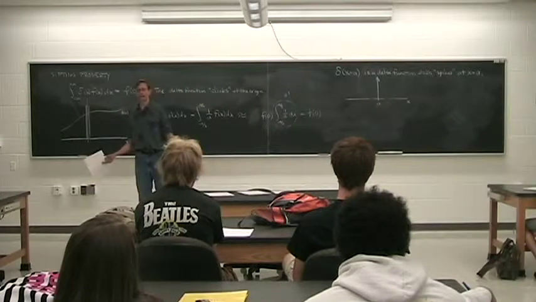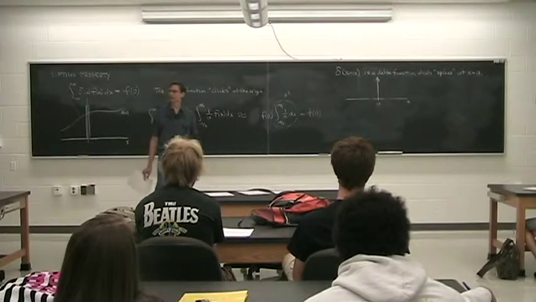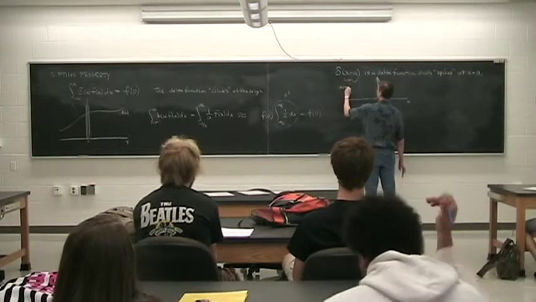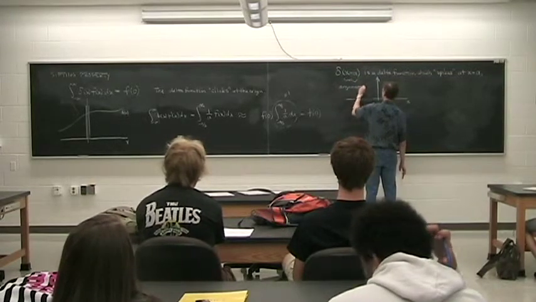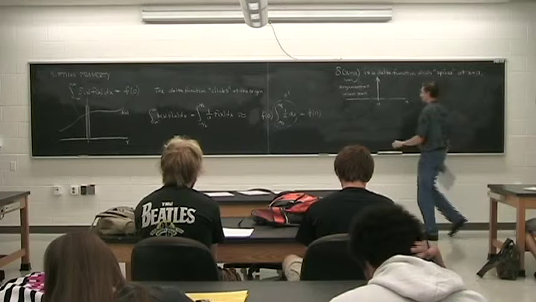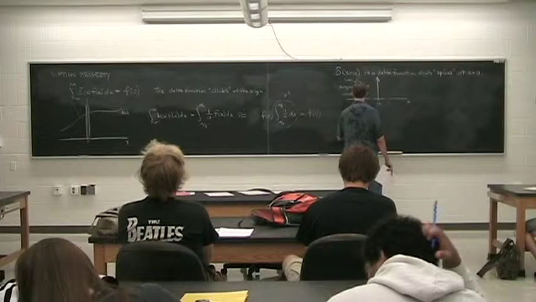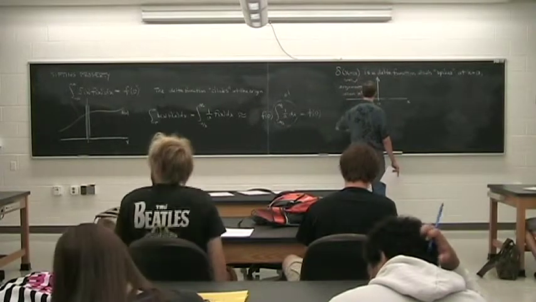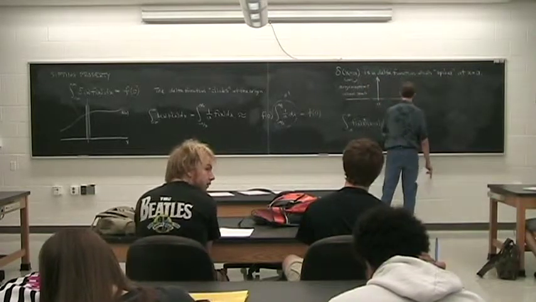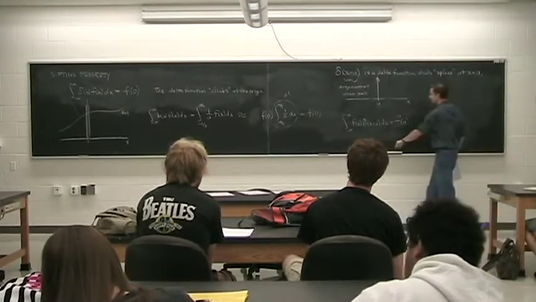In general, if you take any function f of x minus a, that shifts that function a to the right, and that's exactly what we've done here. It's the same sort of argument. So the sifting property in that case becomes the integral of f of x times delta of x minus a dx is equal to f of a. The delta function clicks at a in that case and picks out the value of the function at a.